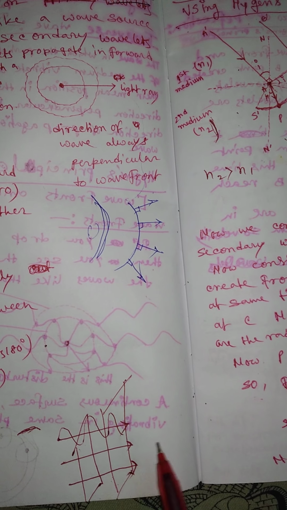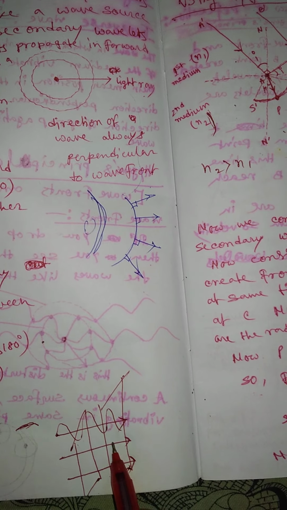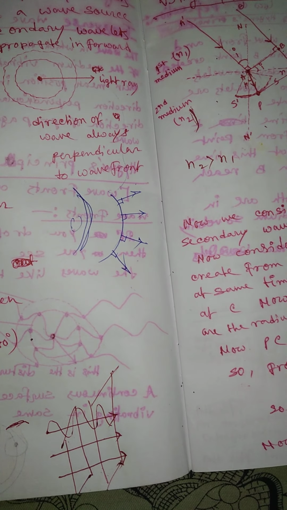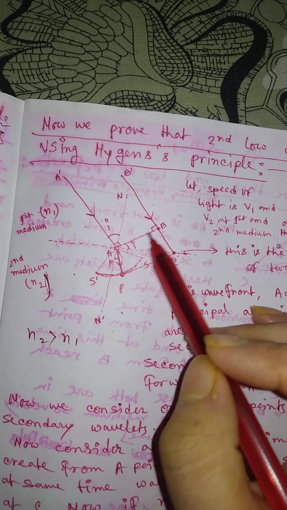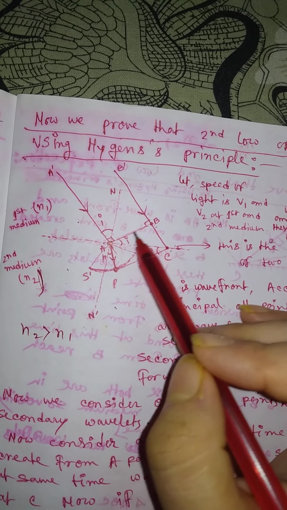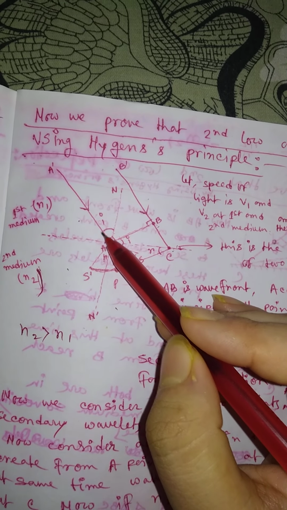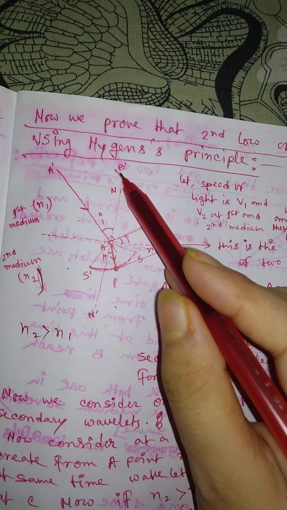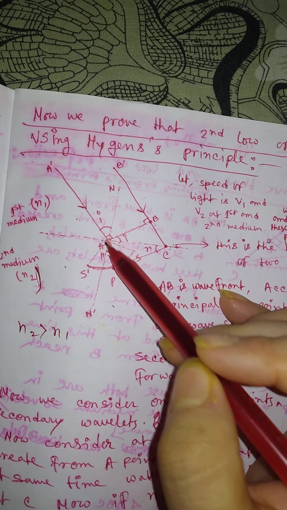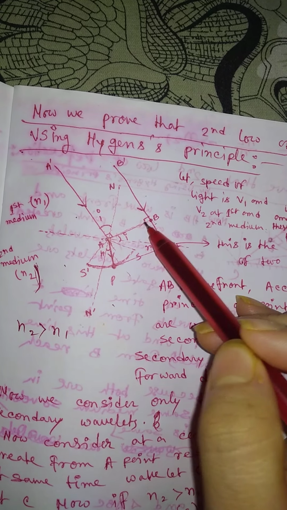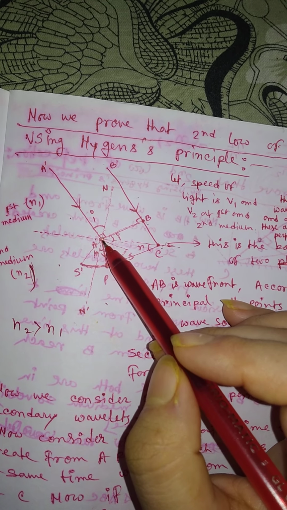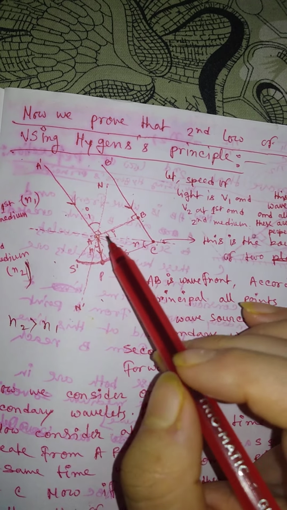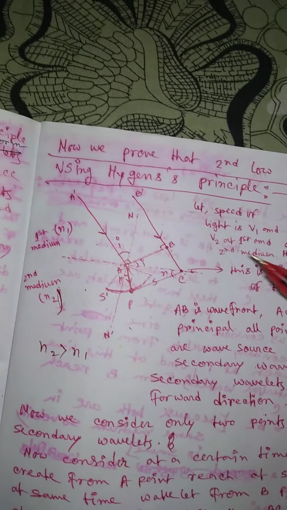Because I already told you the direction of the wave is always perpendicular to the wave front. So here I am taking a perpendicular between these two lines. This is the direction of this light beam and this is the direction of this light beam. This direction makes a 90-degree angle with AB and this direction makes a 90-degree angle with AB, right? So that means AB is the plane wave front of these two light beams.